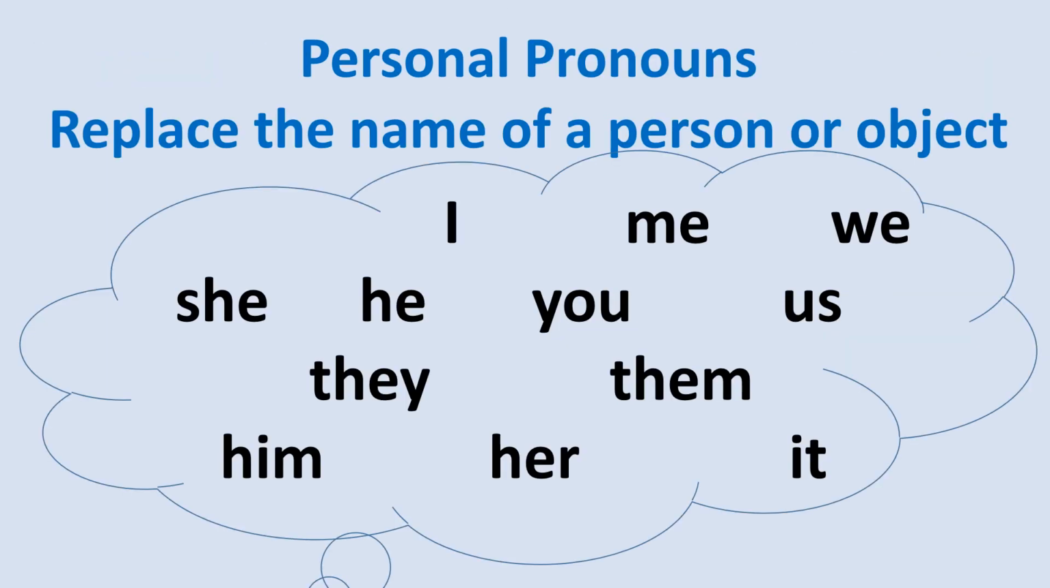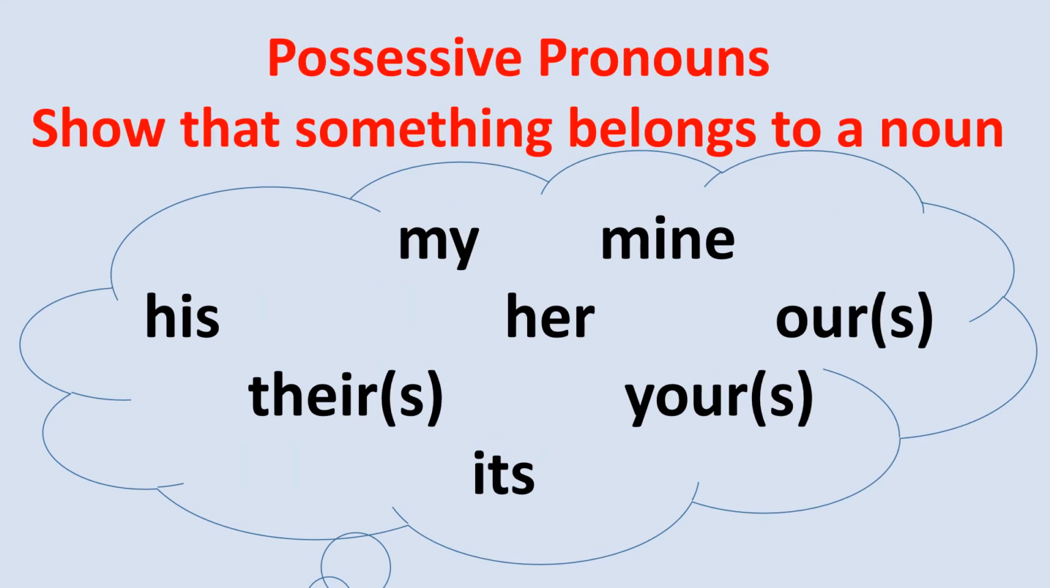Okay, so we're going to start with personal pronouns. Now, a personal pronoun is probably the most common one, and it replaces the name of that person or object. So rather than Mr. Lee jumped up and down, I might say I jumped up and down. Rather than saying Mrs. Doggett went for a run.